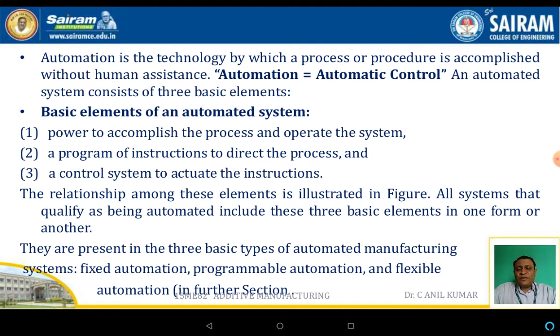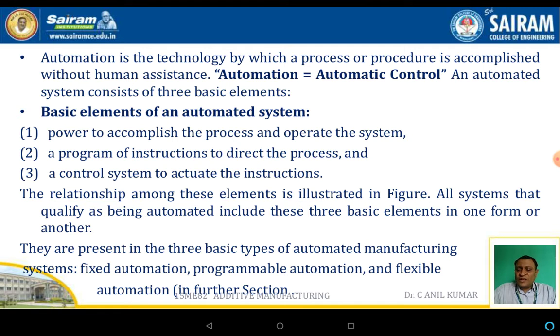The relationship between these three elements plays a major role. Even in the case of the program of instructions and the control systems, and also the workstation, the basic thing needed is the power. The relationship among these elements is illustrated in the figure in the next slides. All systems that qualify as automated include these three basic elements in one form or another.